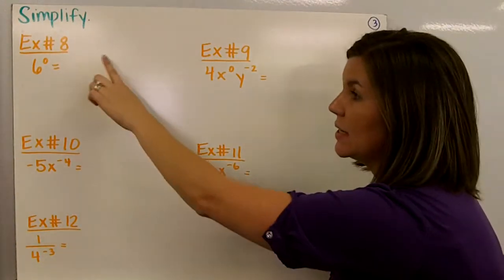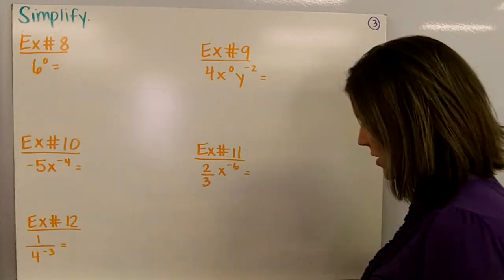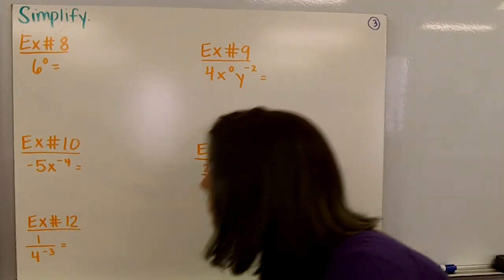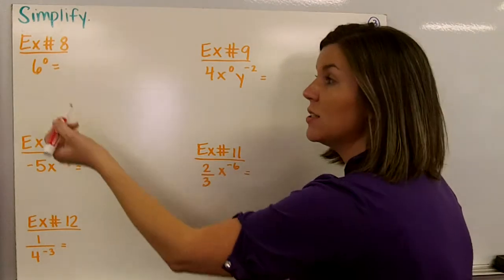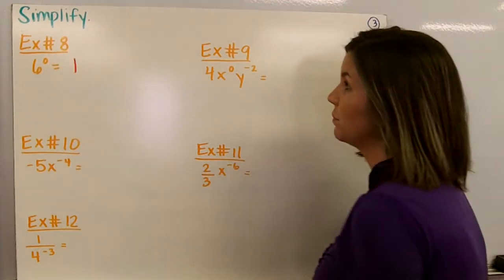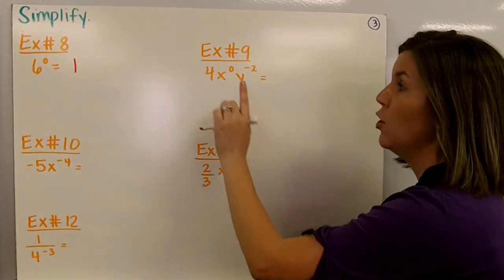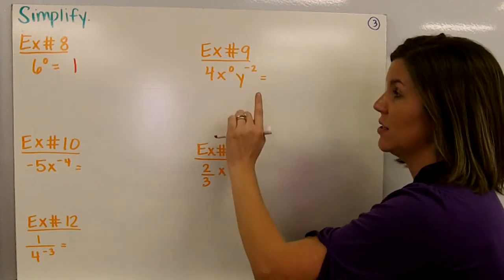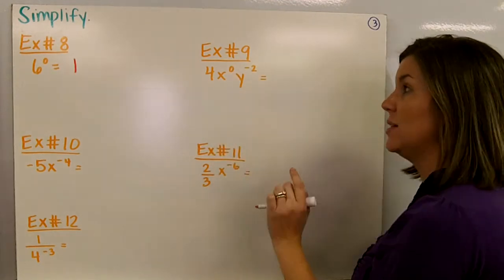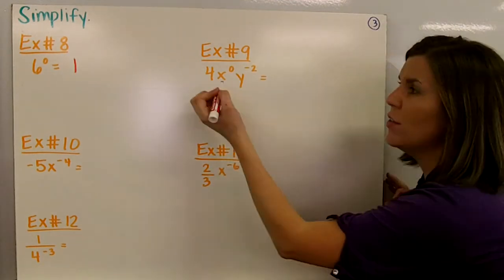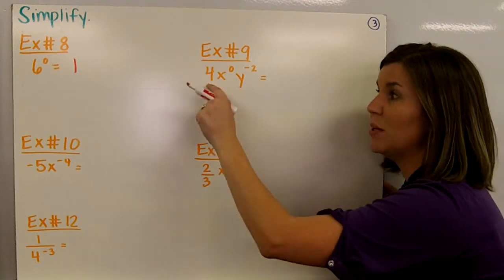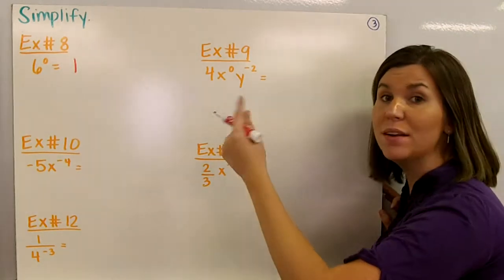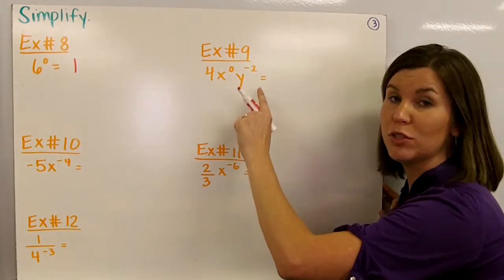Simplify. Example number 8: 6 to the 0 power. Anything to the 0 power is 1. Example number 9: 4 times x to the 0 power times y to the negative second power. Although you don't see those multiplication signs, because they're written next to each other and nothing's in between them, it's implied that it's multiplication.